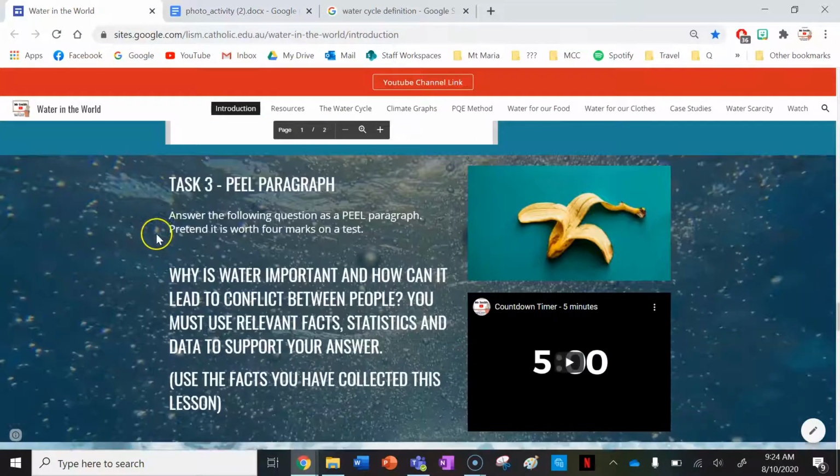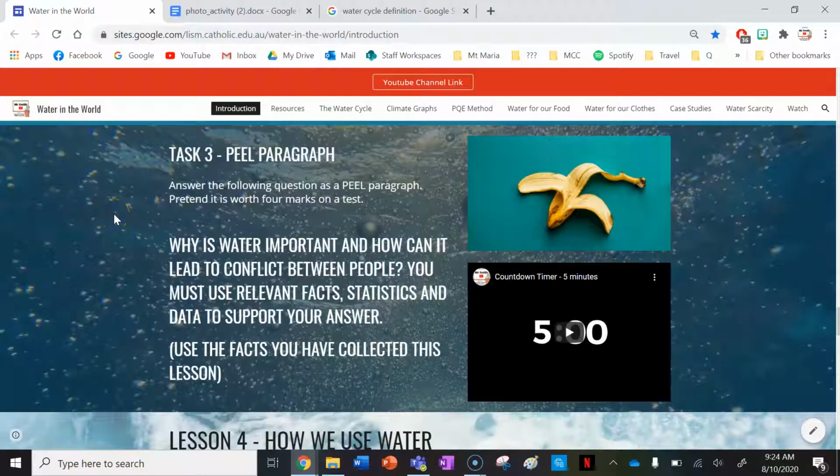After you complete the worksheet, there is task 3, which is a PEEL paragraph. So answer the following question as a PEEL paragraph and pretend it is worth 4 marks on a test. That's the best way to prepare for exams, is to pretend how many marks they're worth, so you're writing against a mark. So this is the question. Why is water important and how can it lead to conflict between people? You can use relevant facts, statistics, and data to support your answer. Make sure you use the facts you've collected this lesson.